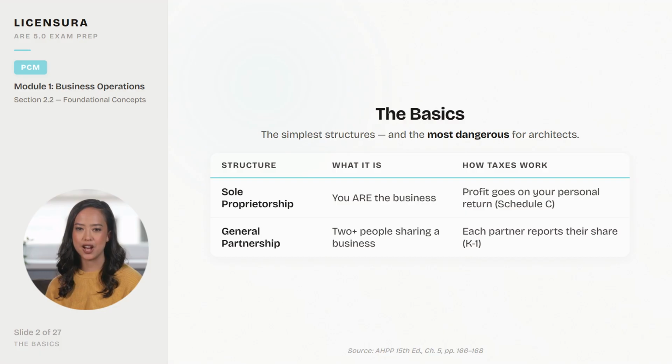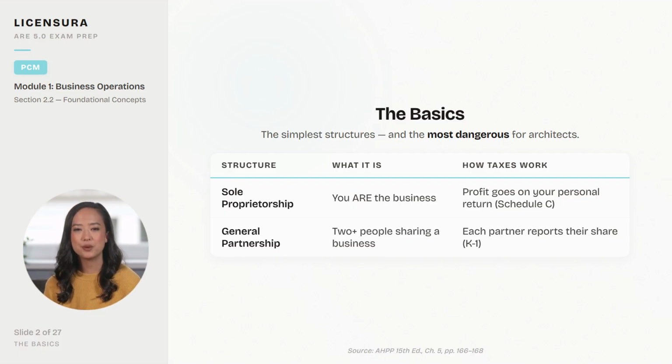All right, let's talk about sole proprietorships and general partnerships. These are the simplest business structures you can set up. And honestly, they're the riskiest ones for architects. A sole proprietorship means you are the business. There's no separation between you and it.